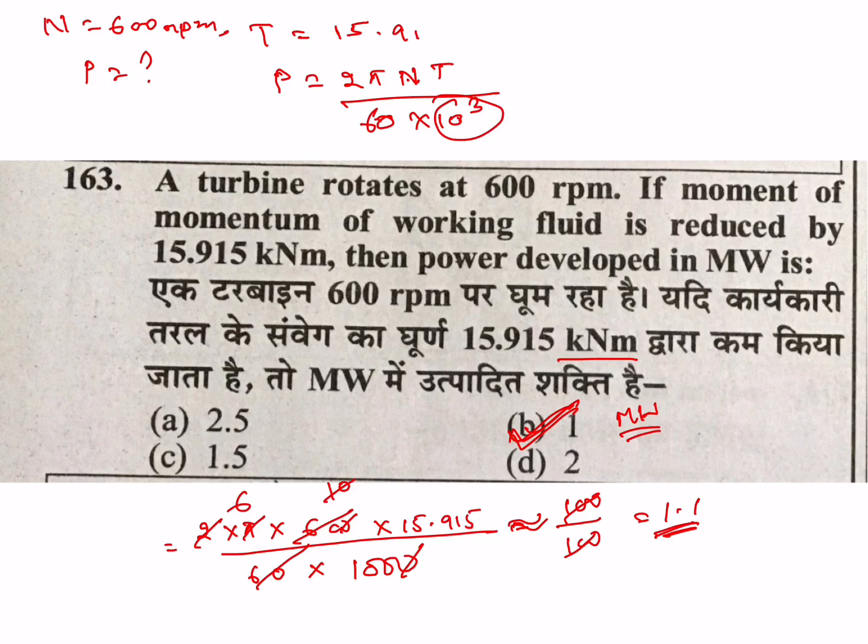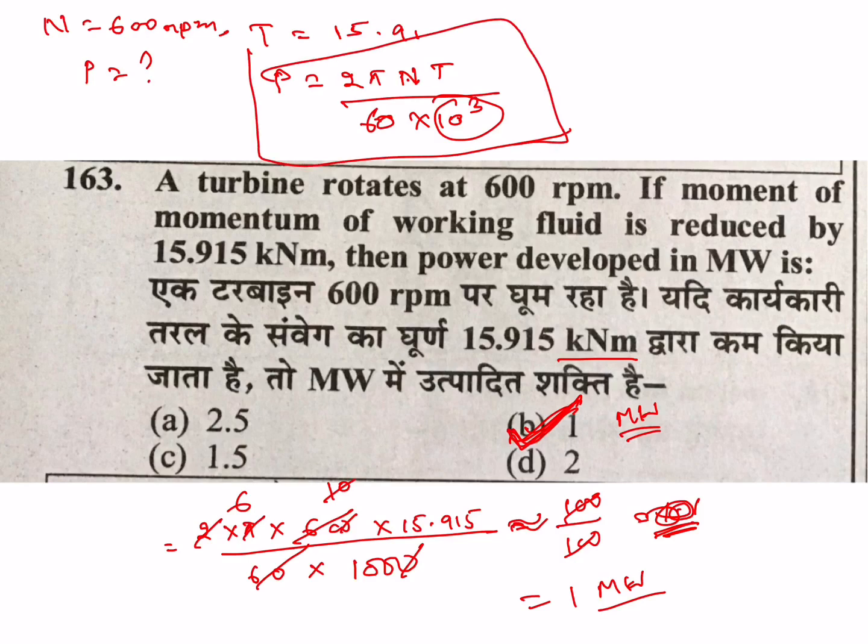If you want to calculate, you can calculate. Finally, the approximate value you will get is 1 megawatt. B is your correct answer. Here you only have to apply this formula: P equal to 2 pi NT by 60. It's in watt.